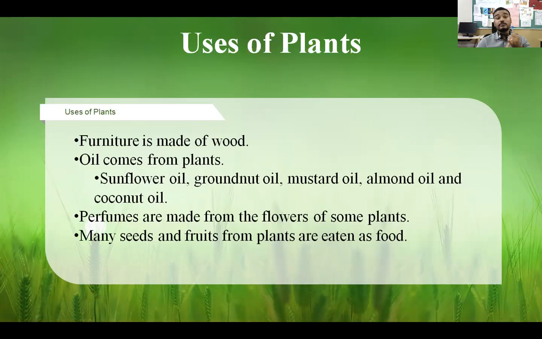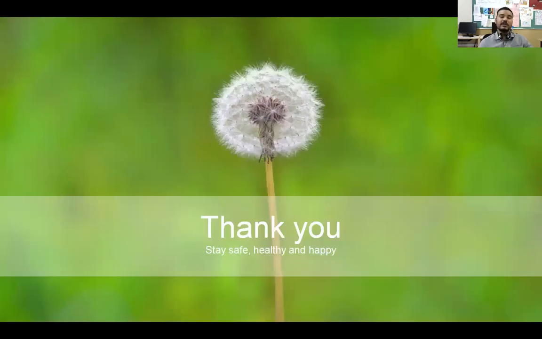Then another use of a plant is for perfumes. The flower of a plant gives a very nice pleasant smell, and those flowers are used for the preparation of perfumes. And as food, many seeds, fruits, and plants, each and every part of a plant can be eaten also, and each and every part of a plant is useful for all human beings. Okay, so this was about the lesson Plant World.